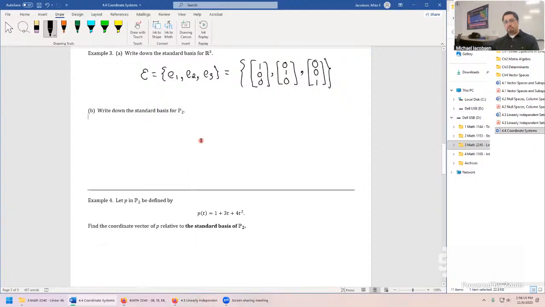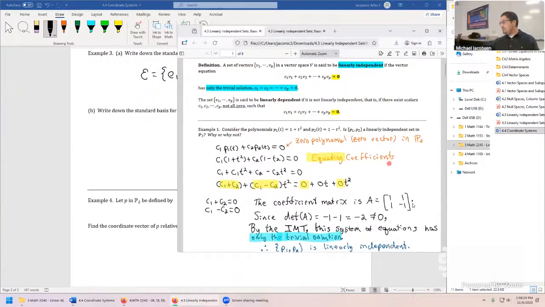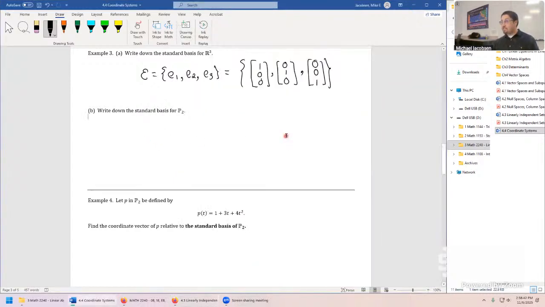We didn't quite show we found a basis, but we did show something relevant. We showed that p1, p2 is linearly independent. It took a while. We had to equate coefficients. We showed that the vector equation has only the trivial solution. If we could show it spans as well, that would have been a basis. So we haven't quite written down a basis for P2 yet, but if you did have to write down a basis, here's a really good choice.